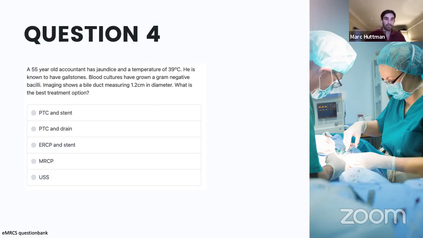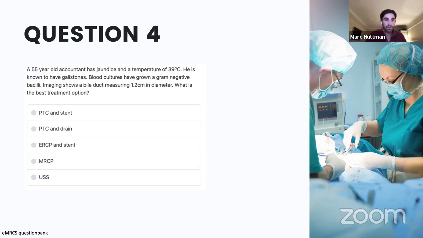So this one we have talked about directly in this talk. We have Charcot's triad there: jaundice, temperature, and right upper quadrant pain. Well, actually, it doesn't say specifically, but there's right upper quadrant pain. So this patient has cholangitis. So we've talked about the different things there.